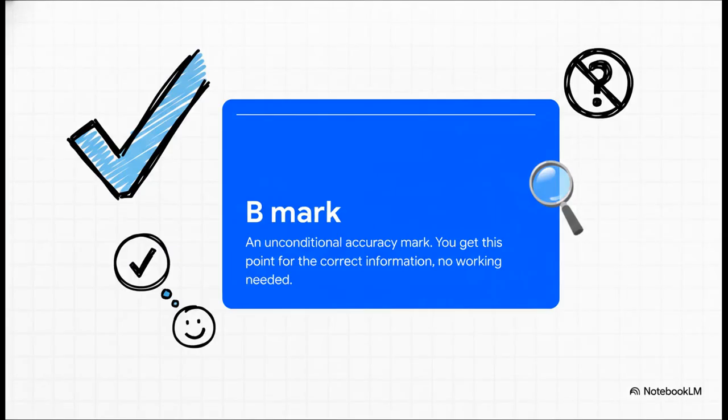Okay, first up, we've got the B mark. The easiest way to remember this is B for by itself. This is an unconditional accuracy mark. You get this point just for having the correct piece of information written down. Simple as that, no working needed.